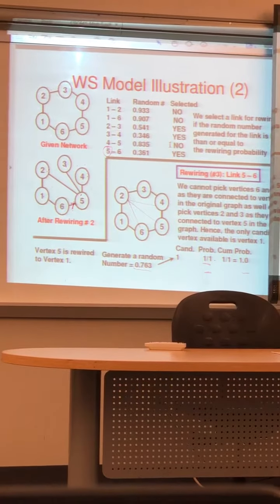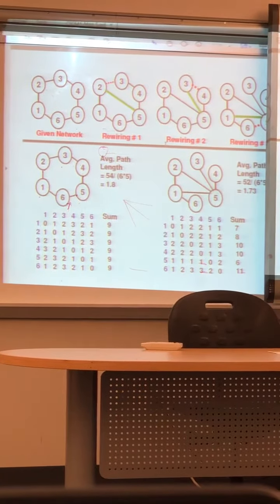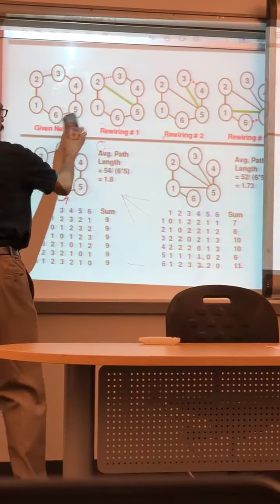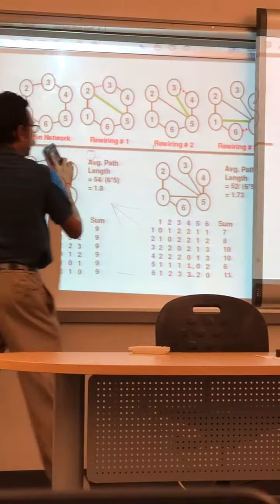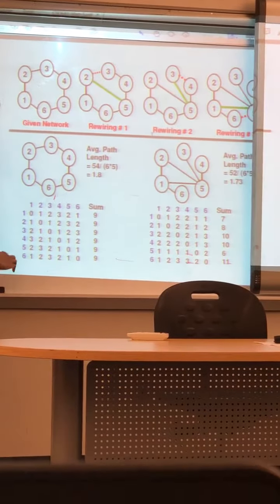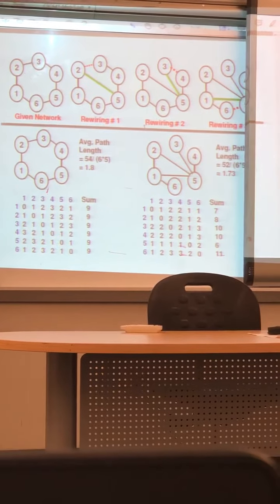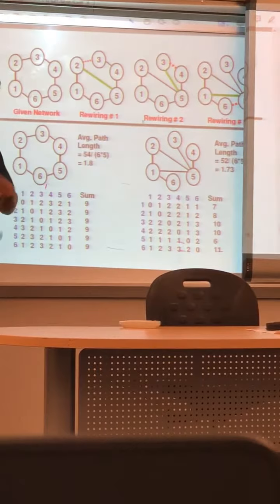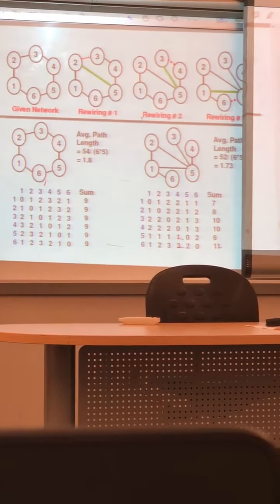Okay, so at the end, what will happen after this 3 rewiring process? I show the transformation of the graph. So this is the final network. Okay, so we can cross check. Of course, this is a small graph, so some properties may not have changed as you expect.